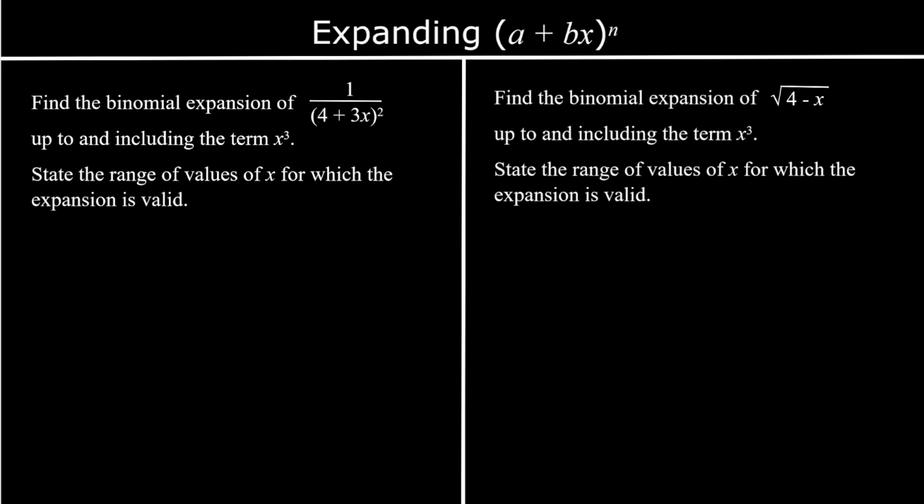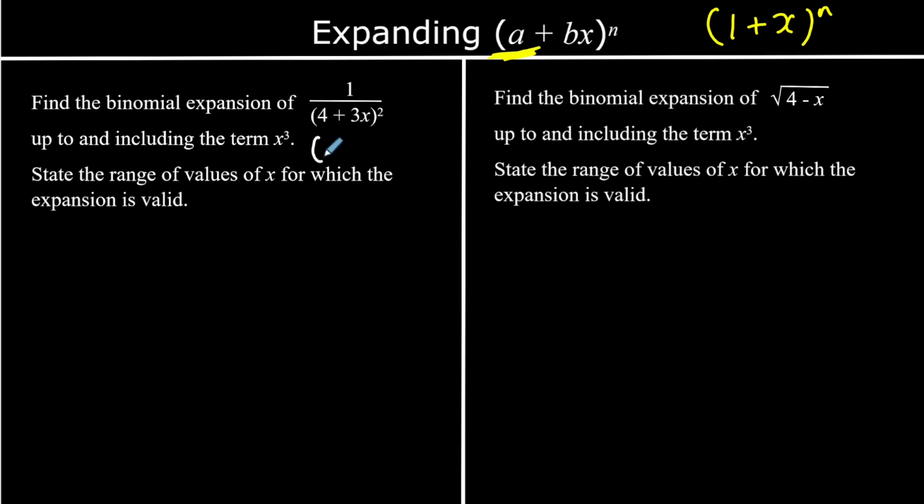Whenever our binomial has a number other than 1 at the front, we need to factorize it out. So it needs to go into the form 1 plus x to the power of n. So any number at the front has to be factorized out. This first question: find the binomial expansion of 1 over (4 plus 3x) squared, up to and including x cubed.